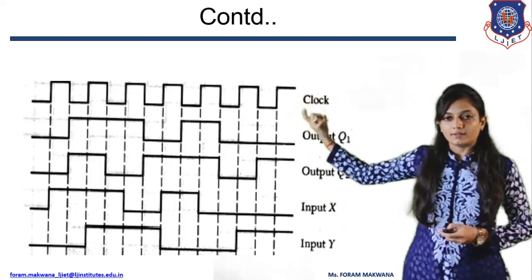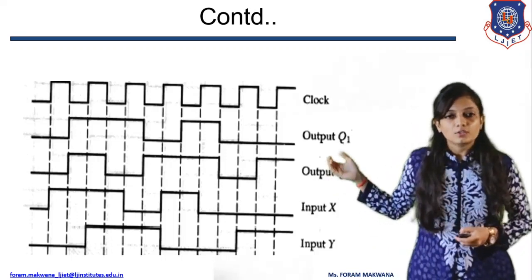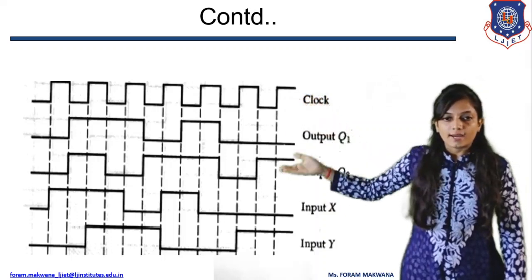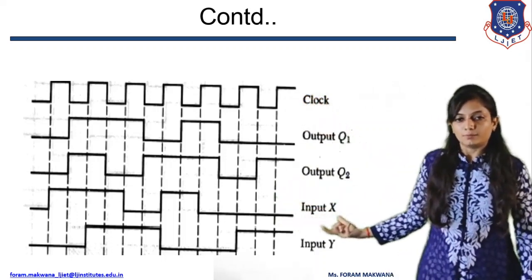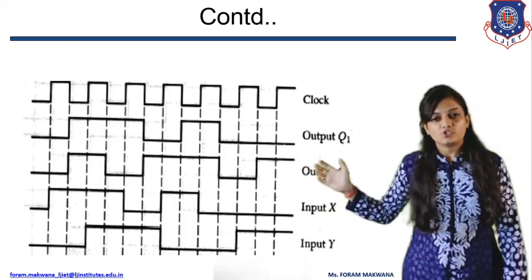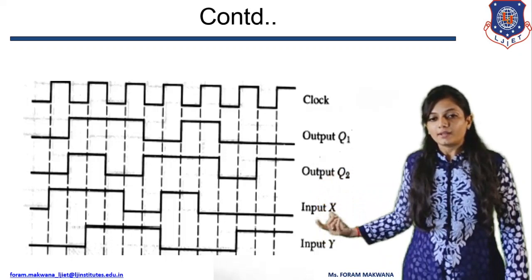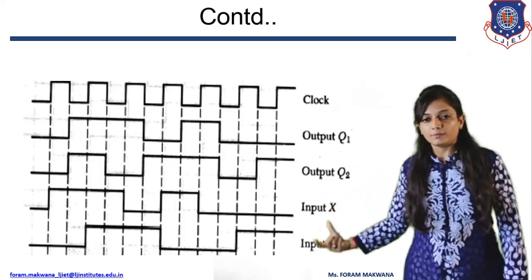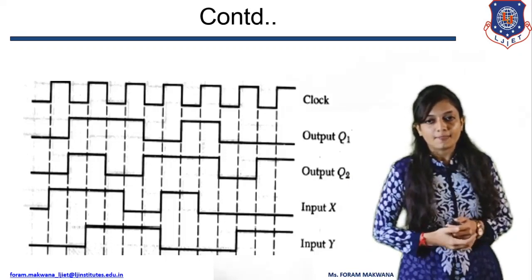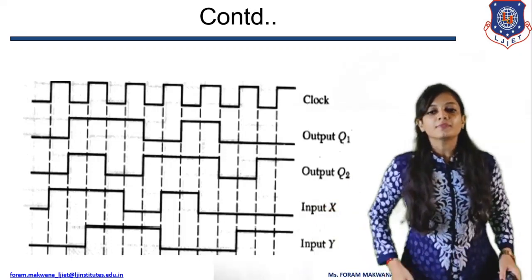Apart from that, there is the negative edge of the clock. So with the negative edge of the clock and the state of the input, output Q1 is going to change. Ultimately, if we compare input X with D1 and input Y with D2, we can say that both are the same, only for a D flip-flop.